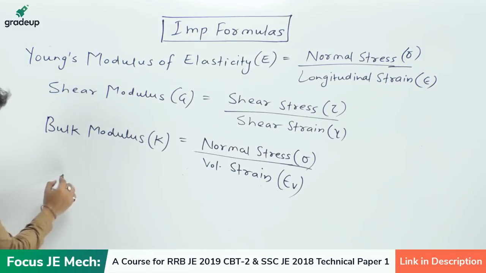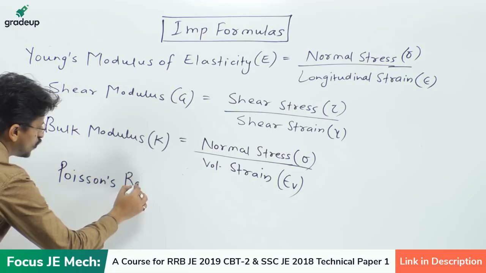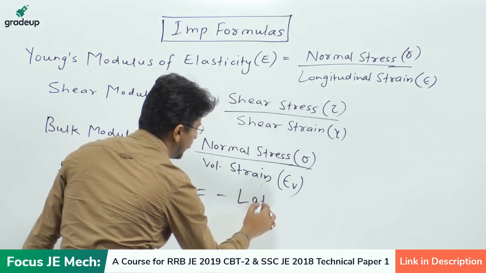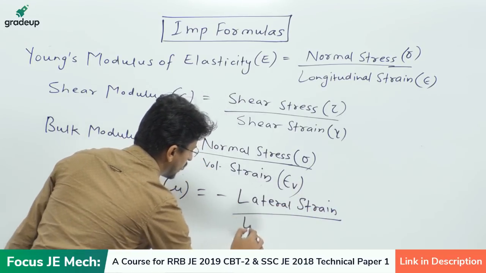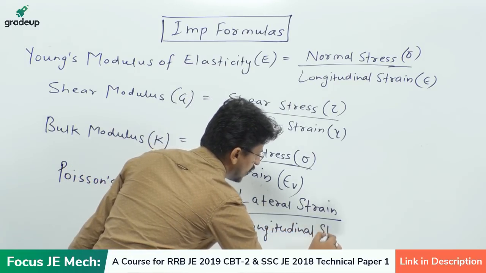Then we have one more thing, that is known as Poisson's ratio. Poisson's ratio denoted by mu. This is given by minus of lateral strain over longitudinal strain. Lateral strain over longitudinal strain.